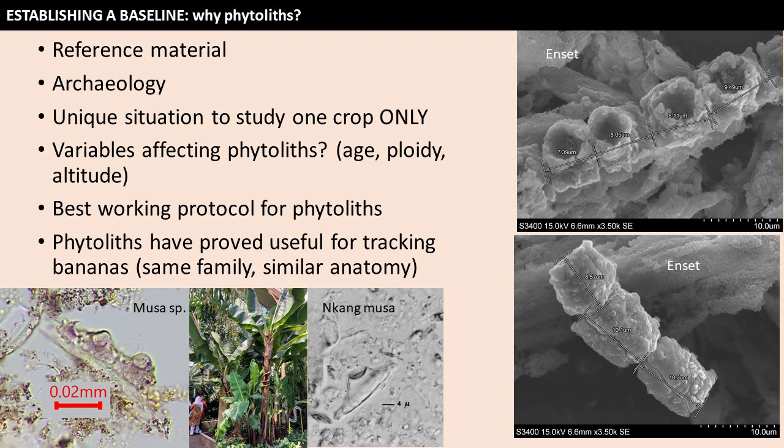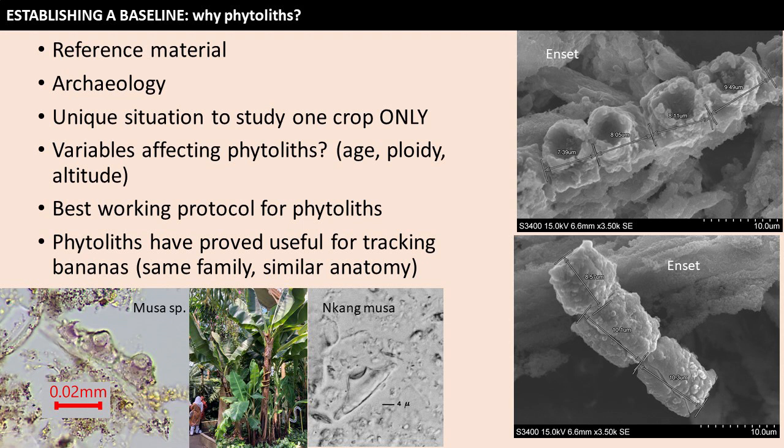Another reason why we do phytoliths is that the phytoliths of Musaceae are particularly diagnostic. They have this volcaniform shape. They look like little volcanoes with craters, and are very distinguishable from other phytoliths, both for banana and for enset. So here you've got an example of Musa phytoliths with their distinctive volcaniform shape.